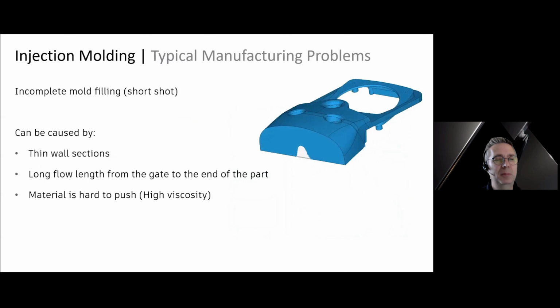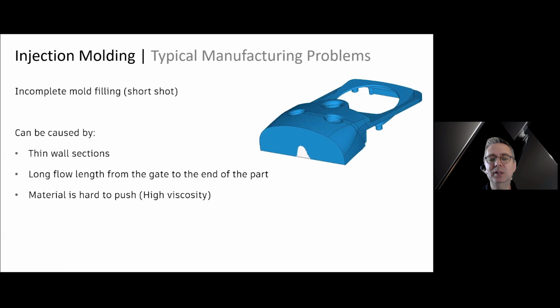We want to look at that more, and this is what we want to see as we're simulating this process. We want to know, will there be a problem filling that molten material into the mold to produce a full part? If not, we call it a short shot because it's not complete.